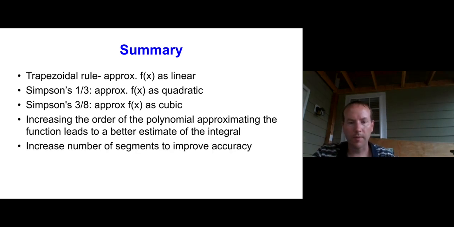So I hope that's helpful to you. On your problem set, what you'll be doing is applying these integration rules in order to integrate actual biomedical data on a hand position using accelerometer data that I had in the lab.